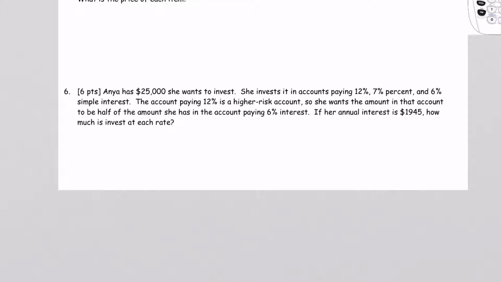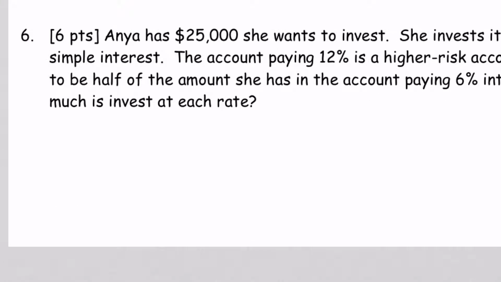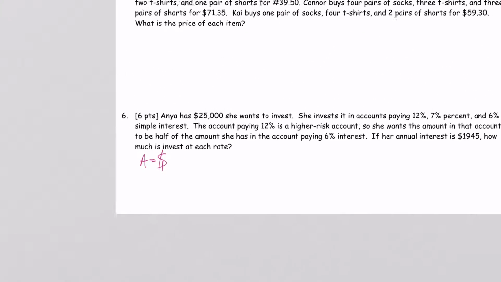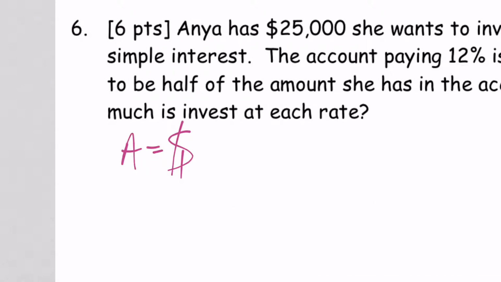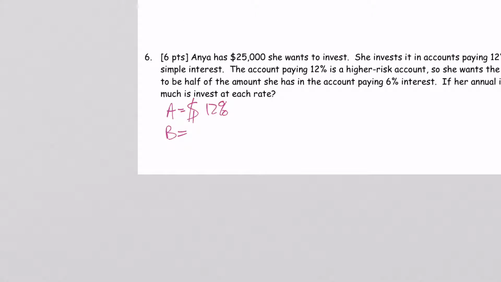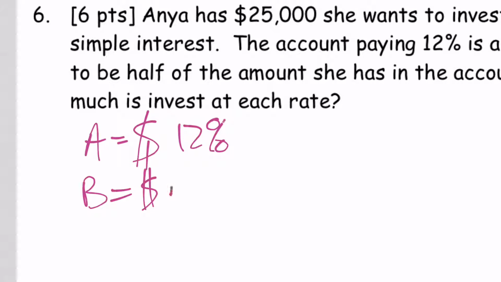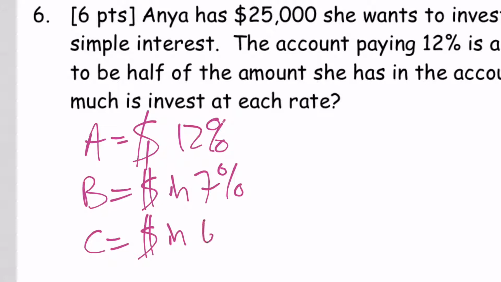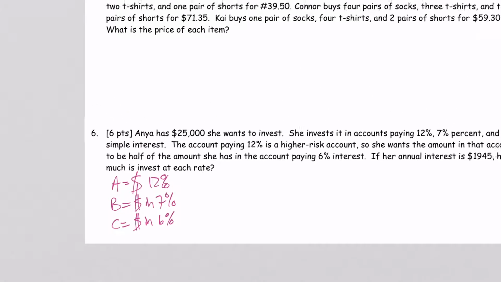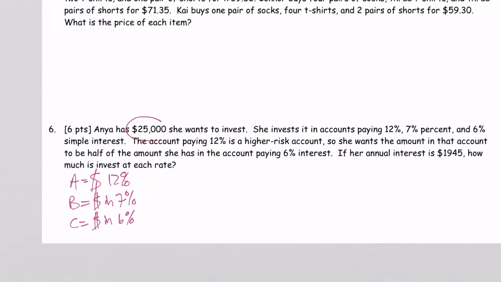So we want to know how much money has been invested in each account. So let's let A represent our first account. So it's going to be the amount of money in, what was the first account listed? The 12% account. So A is money in the 12% account. B is then money in the 7% account. And C is going to be the money in the 6% account. So one equation that we're going to be able to write is the total amount invested, which means A plus B plus C is 25,000.